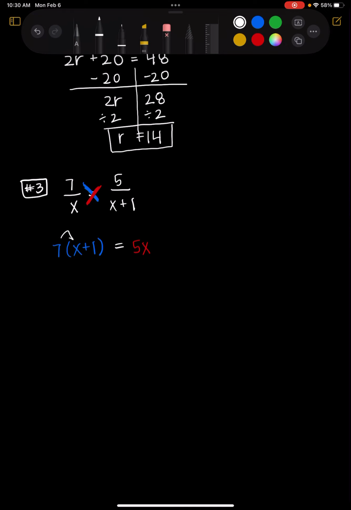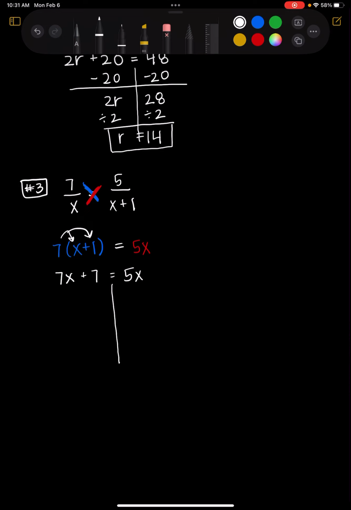To simplify, we start by distributing the 7 inside the parentheses. So we'd get 7 times x, which is 7x. Then 7 times 1, which gives me 7. And then we have that equal to 5x. Now, in this case, we have an x on the left side and an x on the right side. The first thing that we have to do, no matter what, is to get the x's on the same side. And it doesn't really matter which side it goes on.